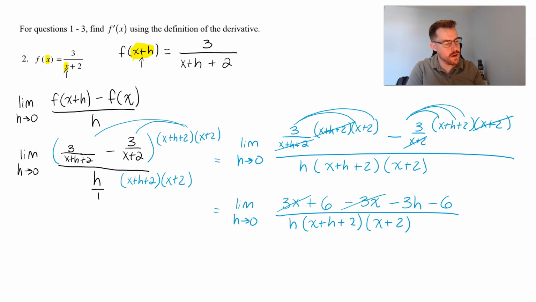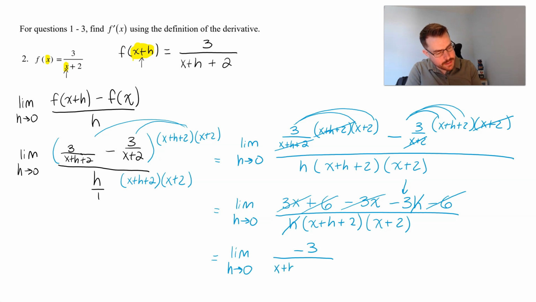Let's go ahead and simplify this down here. 3x minus 3x is 0. Positive 6 and negative 6 reduces down to 0. So we're left with negative 3h on top. Oh, but you'll notice we have this h on the bottom being multiplied here through. So it's like h divided by h. So again, anything divided by itself just becomes 1. So that just leaves us with negative 3 on top. So this is like the limit as h approaches 0 of negative 3 over x plus h plus 2 times x plus 2.